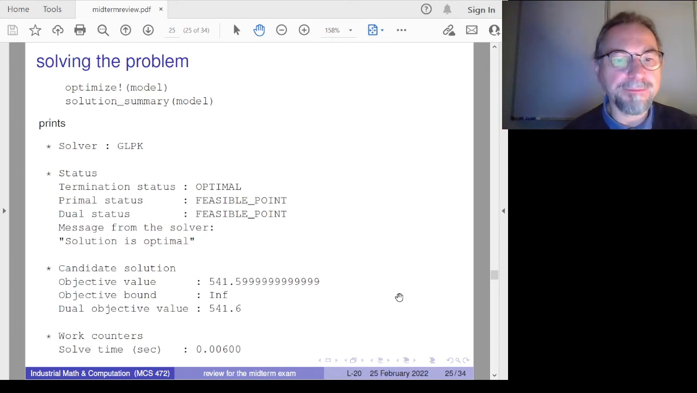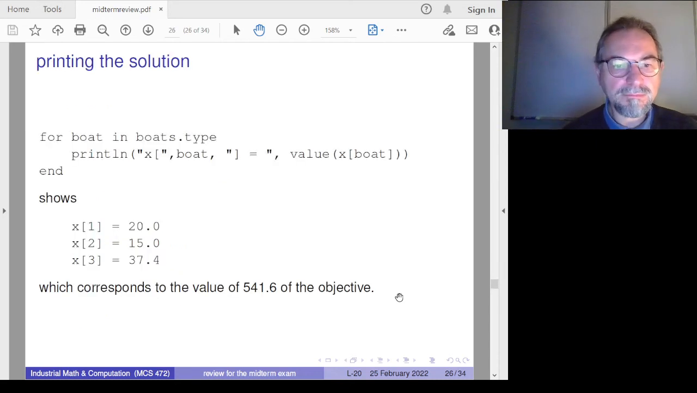So let's now optimize it. So let's now solve it. So the problem has a feasible solution. So here we see the summary, and the solution that is returned is optimal. Okay, so let us look at the solution. So here it is. It corresponds to this objective that was delivered. And here we see the values.